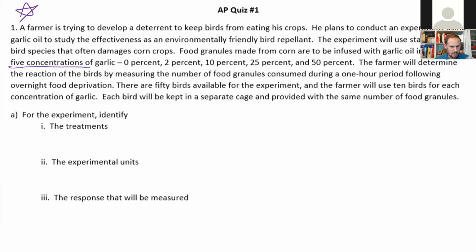Ooh, 5 concentrations. We've got 0%, 2%, 10%, 25%, and 50%. The farmer will determine the reaction of the birds by measuring the number. Oh, so this is what we're going to measure: the number of food granules consumed during a 1 hour period following the overnight food deprivation. So we're going to starve them and then offer them food that they hopefully won't like. There are 50 birds available for the experiment.